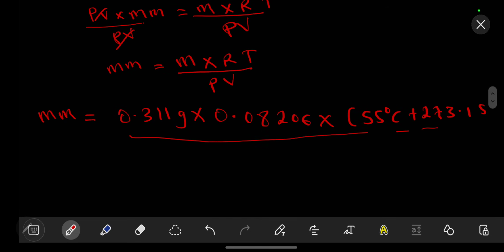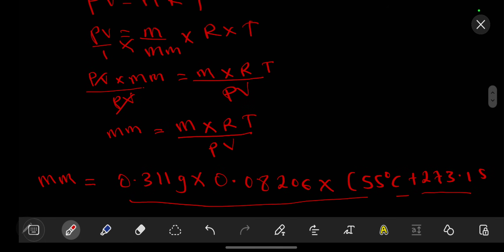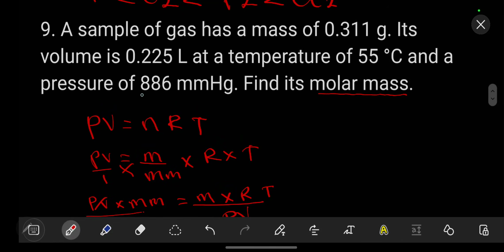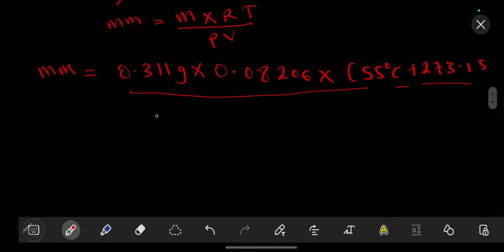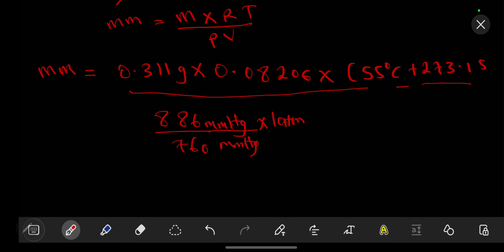So over, what is our pressure? Our pressure, remember what I told you, if we have any pressure in millimeters of Hg, to convert it to atmospheres, we are just going to divide by 760. So we are going to put our 888 divided by 760, millimeters of Hg over millimeters of Hg, then times 1 atm. So in other words, we just divide those.